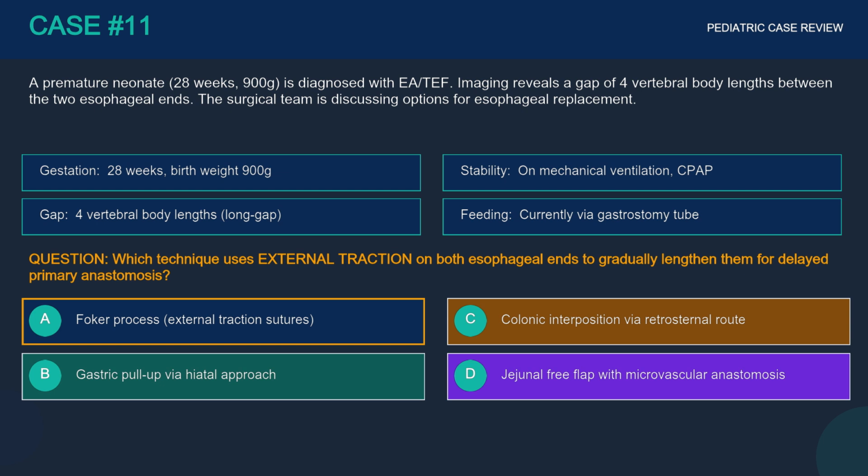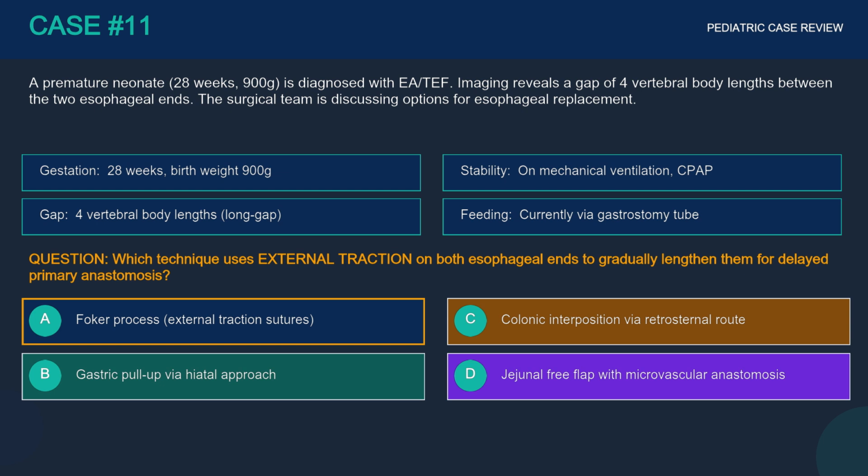Case 11. A premature neonate born at 28 weeks with a birth weight of 900 grams is diagnosed with esophageal atresia and tracheoesophageal fistula. Imaging reveals a gap of 4 vertebral body lengths between the 2 esophageal ends, confirming long-gap esophageal atresia. The infant is on mechanical ventilation and is currently being fed via a gastrostomy tube. The question is, which technique uses external traction on both esophageal ends to gradually lengthen them for a delayed primary anastomosis?